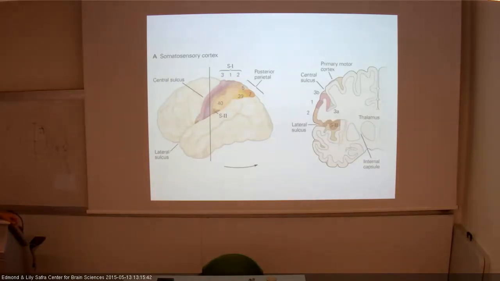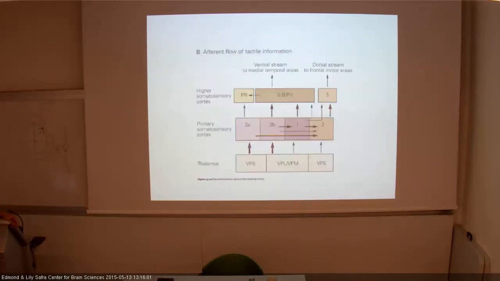And it's typically split into three. You see here 3, 1, and 2, like three stripes. Basically you don't have one homunculus, you have three of them: area 3, area 1, and area 2. Each one of them is a part of this primary somatosensory cortex.